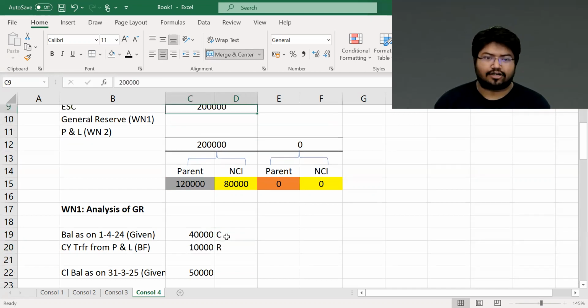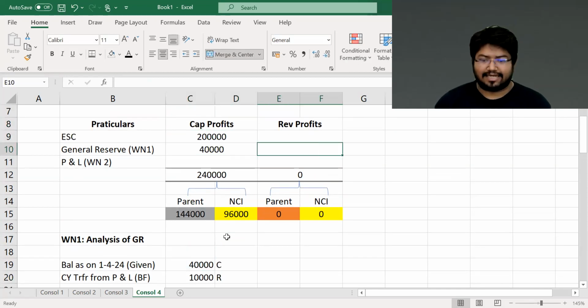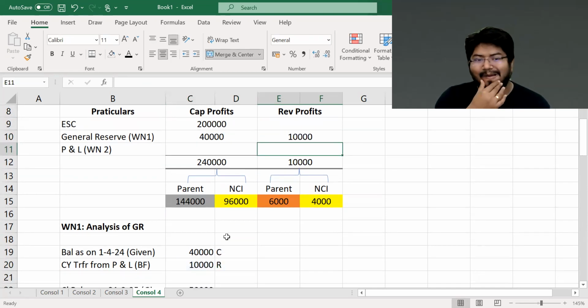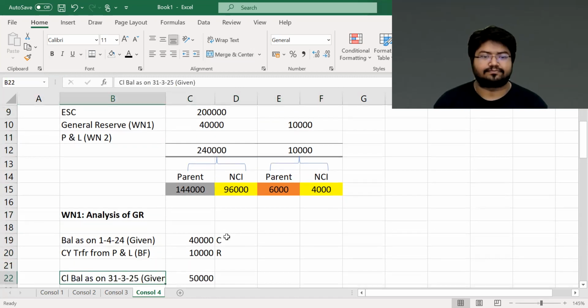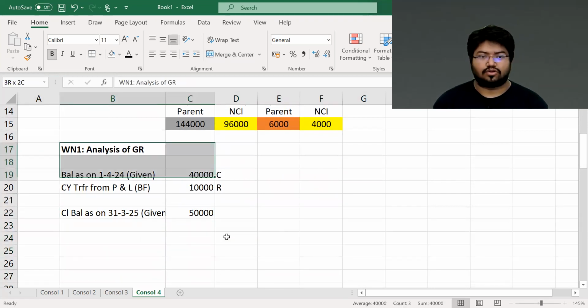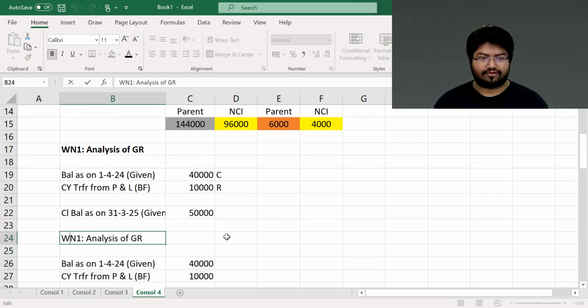Okay. So now go back to your table. In C side, take 40,000. R side, take 10,000. Is that clear? Yes, sir. Now, in the same way you should also analyze for P&L. So, working note 2 after that: analysis of P&L.